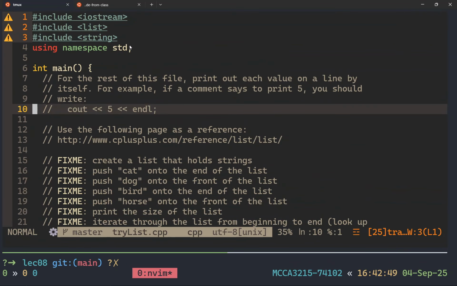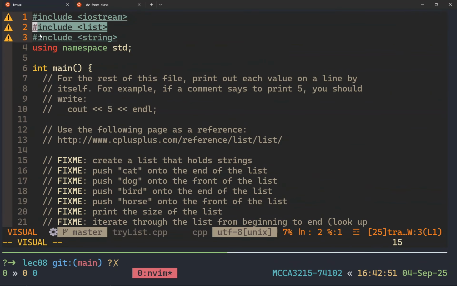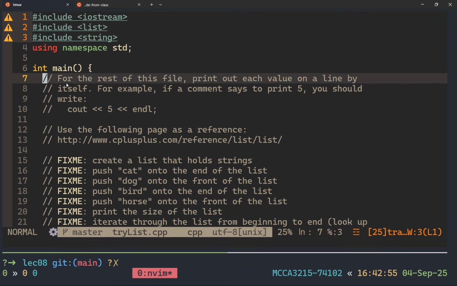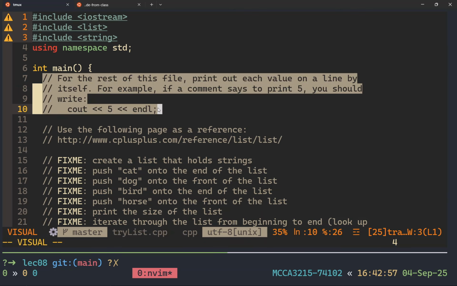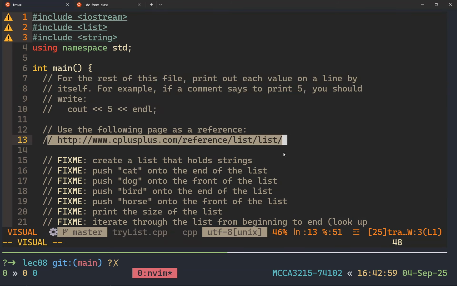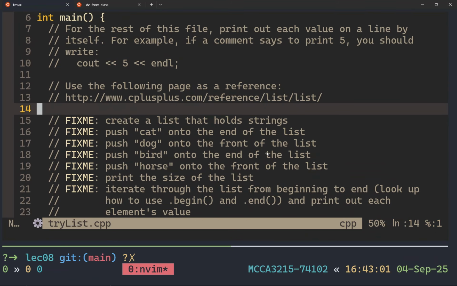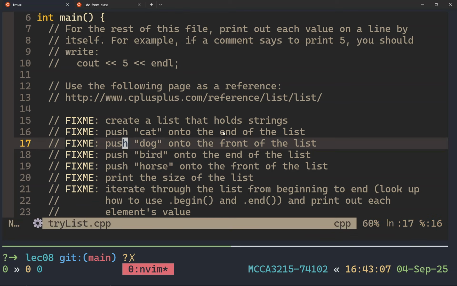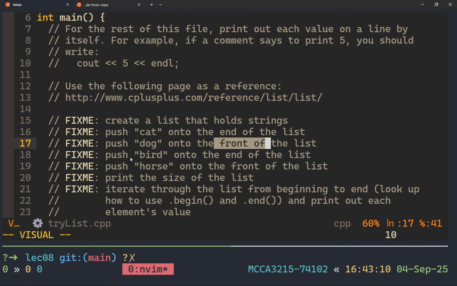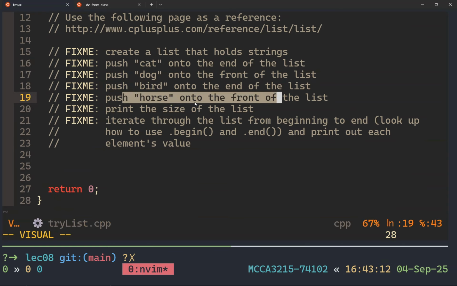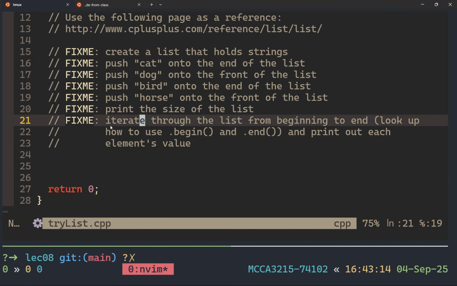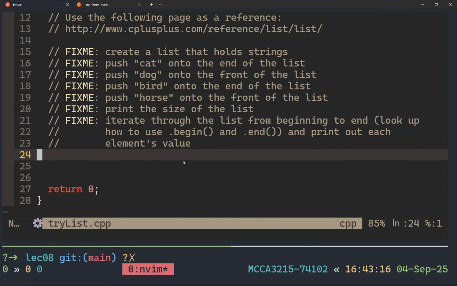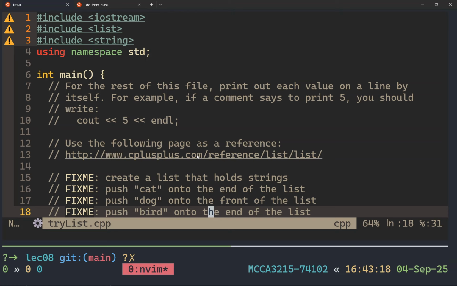What I want you to do is use the list type from the C++ standard library and output stuff. So read the file because it's telling you how I want to see the output. But go to the reference page for lists and do all these things. Make a list that holds strings. Use the push operation: push onto the end, push onto the front. Push this, push that, give me the size of the list, print it out, iterate through the list from beginning to end, print out each value.